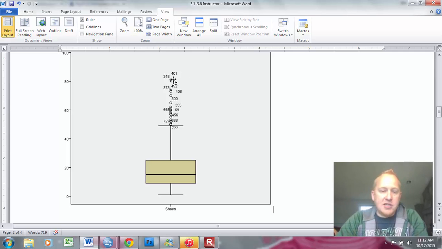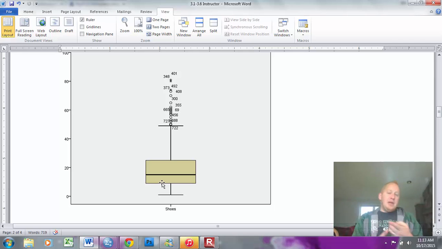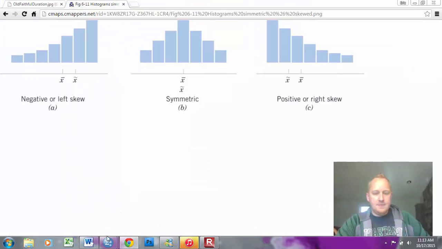Now, you don't have to go in here and say, there's an outlier at 80. There's an outlier at 78. There's an outlier at 72. Just say that there's outliers on the high end. So median at 16, skewed right, outliers on the high end.